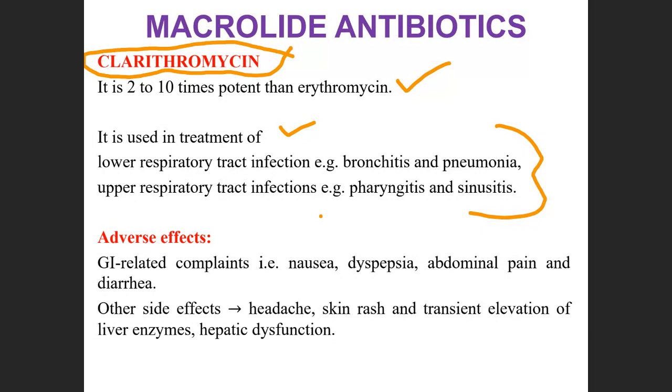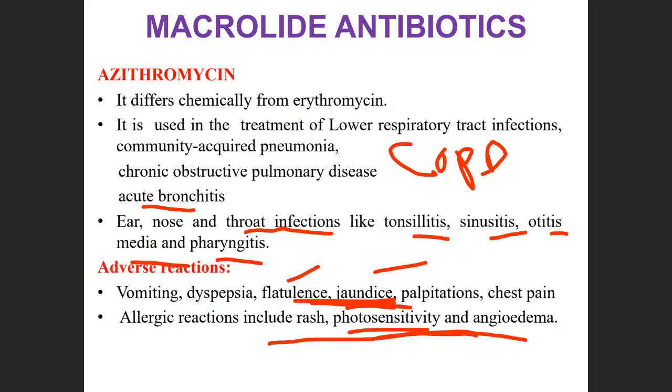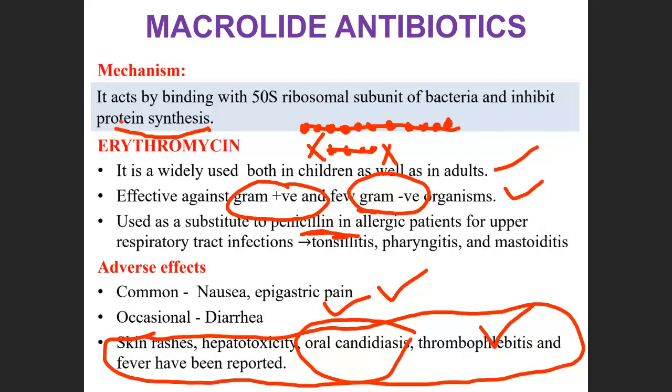And again, the problem here will be GIT disturbance as an adverse effect, like nausea, dyspepsia, abdominal pain, and diarrhea. Other side effects can be headache or skin rashes, and hepatic dysfunction and liver enzyme elevation. So this is something about the macrolide antibiotics like erythromycin, azithromycin, and clarithromycin.